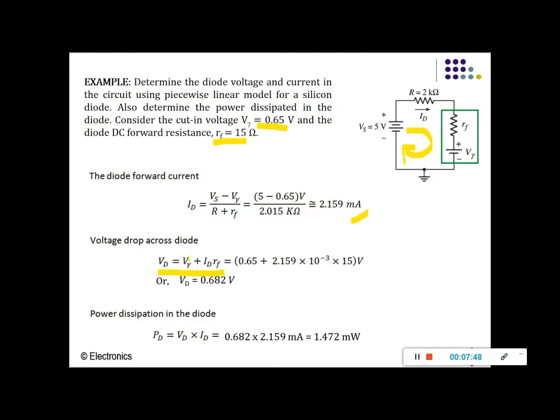For model 3, you need to include ID RF because it is part of the diode. So therefore, VD is equivalent to 0.682 volt. So the power is equivalent to the diode voltage multiplied by the diode current. Okay, and you will get the power dissipation.